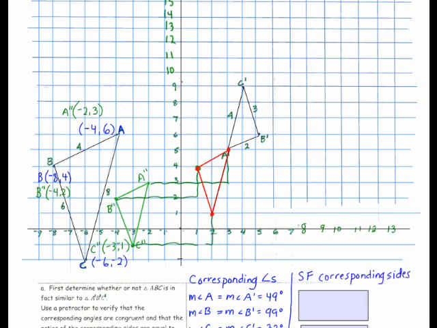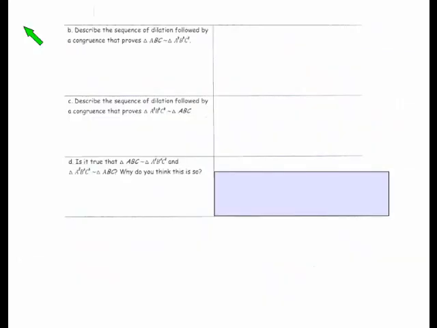Finally, we'll need to rotate our triangle into position. We'll need to rotate it 180 degrees around point A. Let's summarize on the next page the steps of the sequence. It says describe the sequence. The steps that we did.